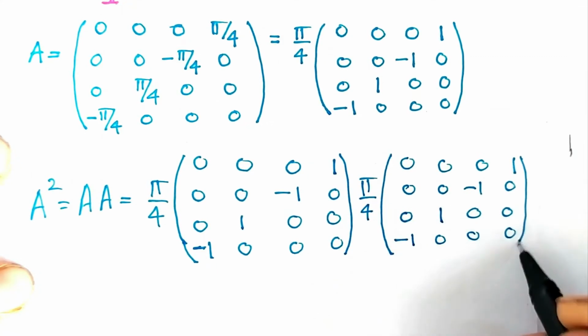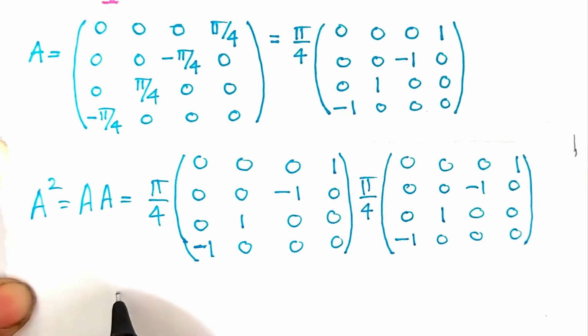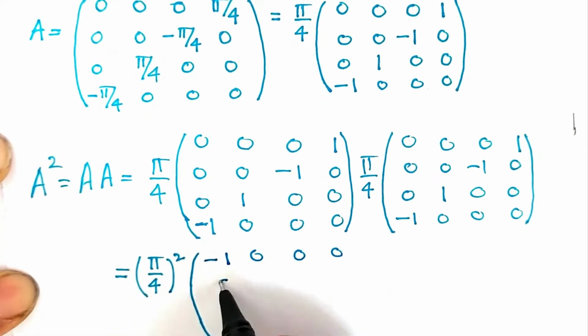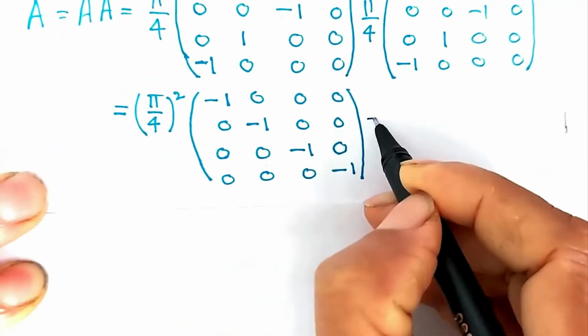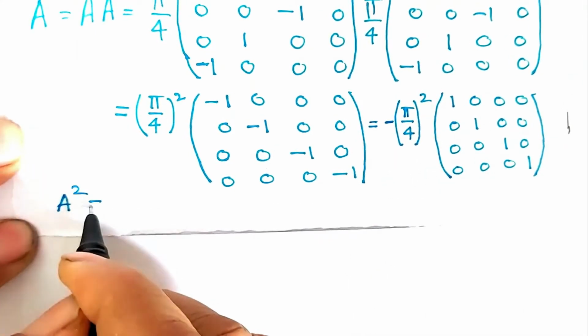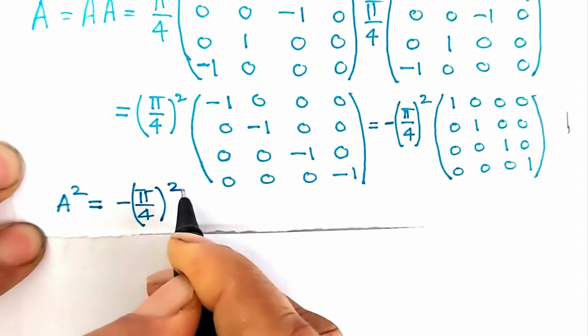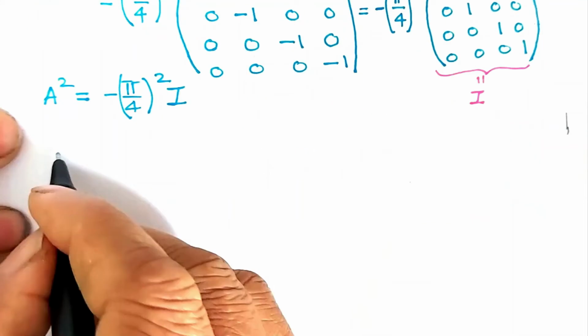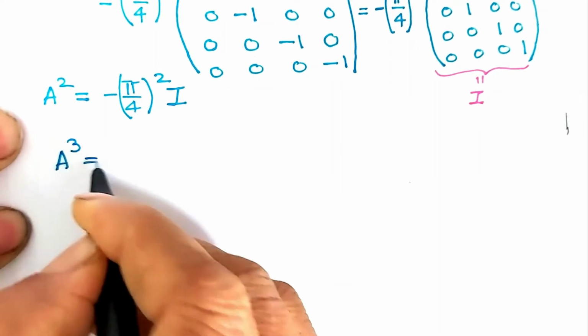Matrix multiplication is term by term multiplication of a row of the left matrix with the column of the right matrix and then adding. So what we get is pi by 4 whole square as it occurs twice, and the product matrix, which is what we end up with is A square equal to minus pi by 4 whole square into the unit matrix I. This, you would agree, is a simple result. Let us find A cube.